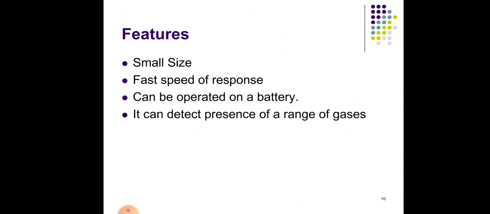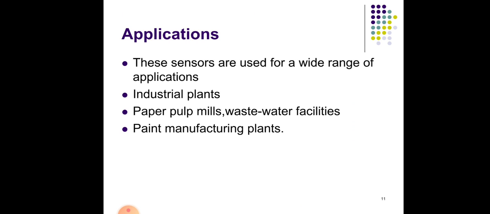Now next one is their features. It has a small size, fast speed of response, can be operated on a battery. It can detect the presence of a range of gases. Next one is applications. These sensors are used for a wide range of applications. Second one is industrial plants, paper mills, wastewater facilities and paint manufacturing plants. These are the applications of semiconductor gas sensors.